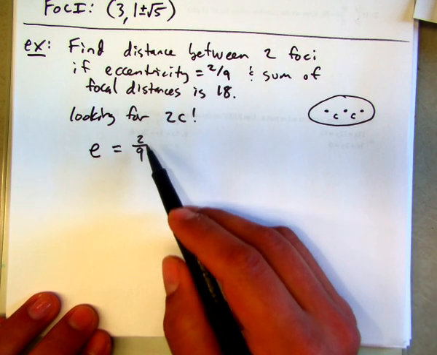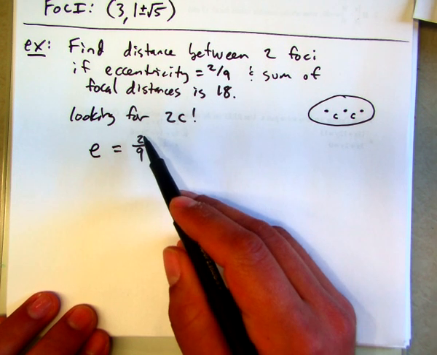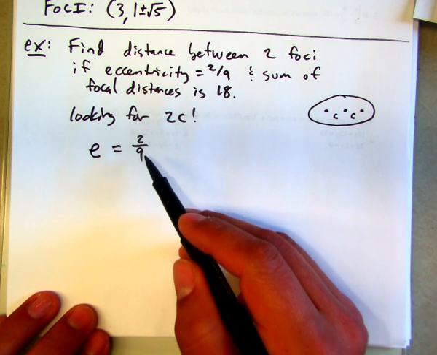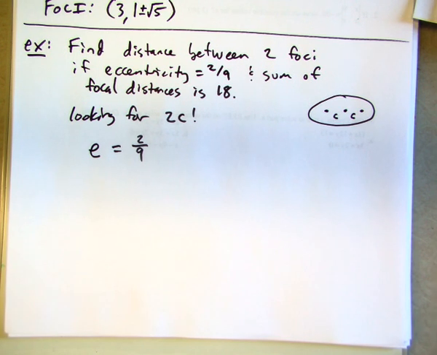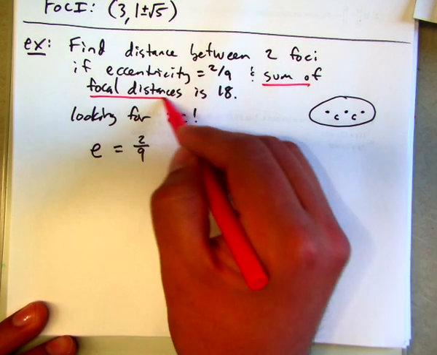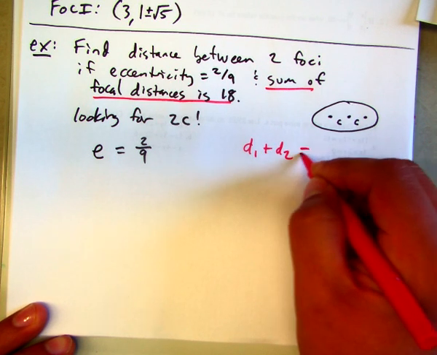Sometimes it is going to match, guys. Other times it's not. So don't just say this has to be C and this has to be A. It might be the case, but we don't know that for sure. So let's look at what we have. Sum of focal distances is 18. D1 plus D2 is 18.